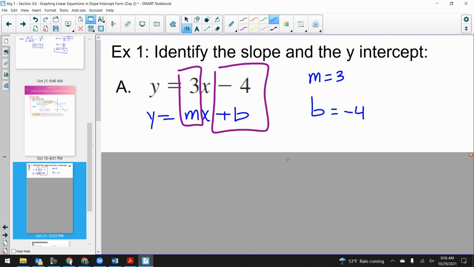Now, again, don't lose sight of the end goal for why I put this in slope-intercept form. That is the coordinate (0, -4). For right now, when I ask for the y-intercept, you can just tell me -4. That's fine. But it is the coordinate (0, -4). We will use that when we graph on the bottom and on the back.